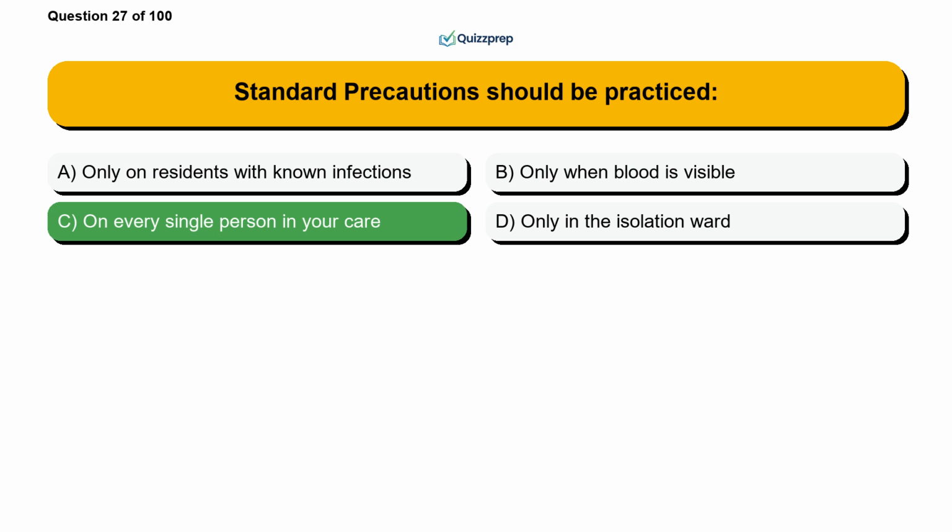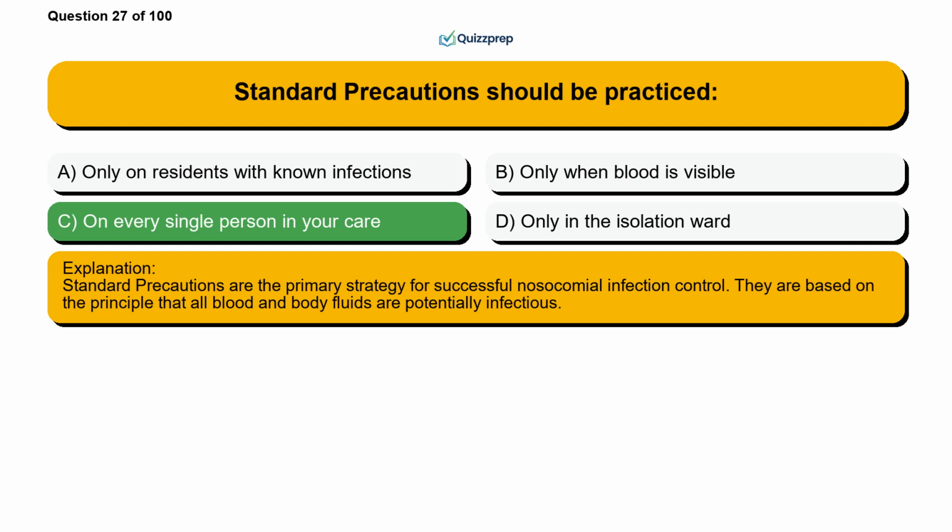On every single person in your care. Standard precautions are the primary strategy for successful nosocomial infection control. They are based on the principle that all blood and body fluids are potentially infectious.